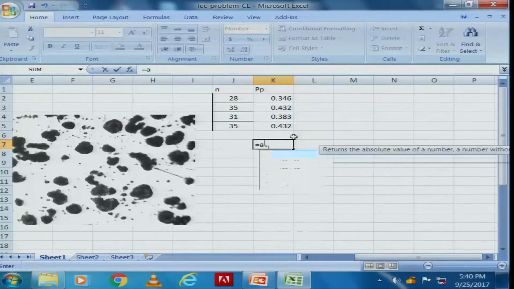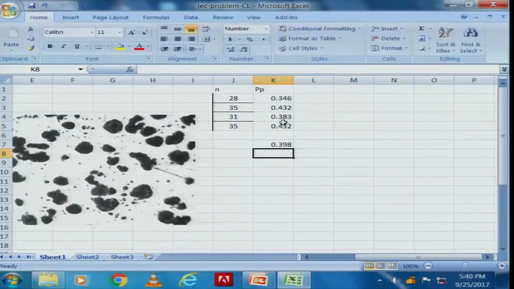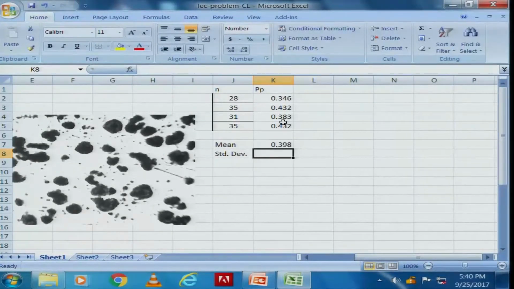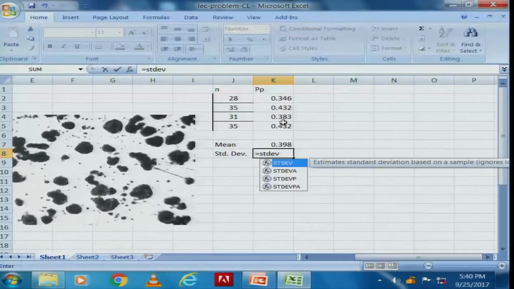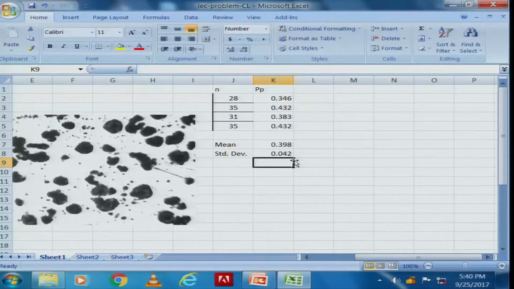Now, I can get an average value simply using the average function. So, this gives me the mean, then let me calculate the standard deviation, which is again, the spreadsheet has a function for standard deviation, and take out these values, and one would get the standard deviation of 0.042 as what we had just seen.